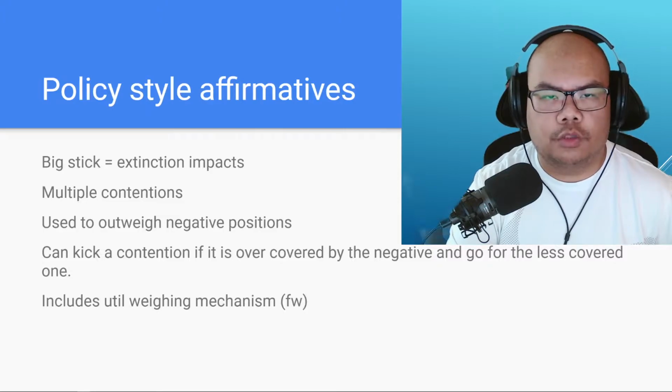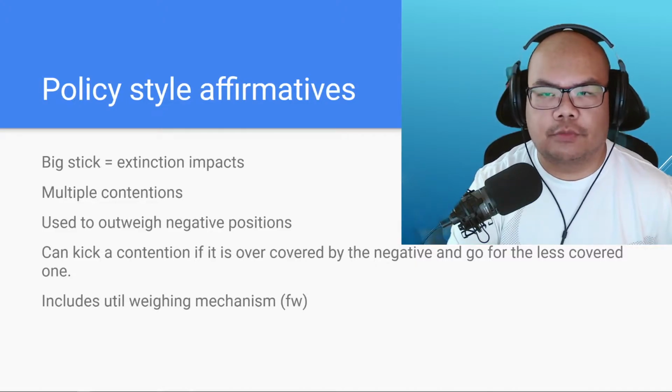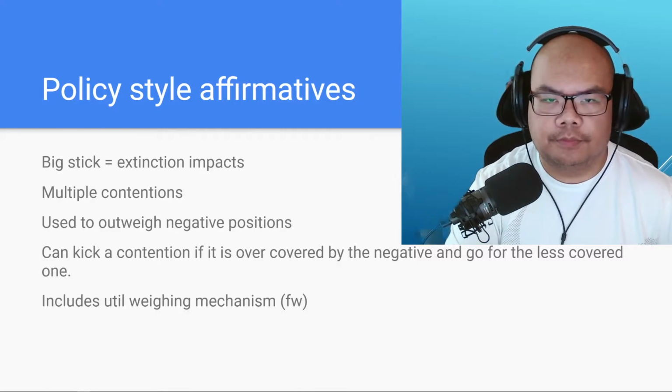One of the cool things too with this affirmative is it gets to use utilitarian weighing mechanisms. This means that this can be used versus a lot of negative critical positions. But that being said, it also is one of the cons of a policy style affirmative.